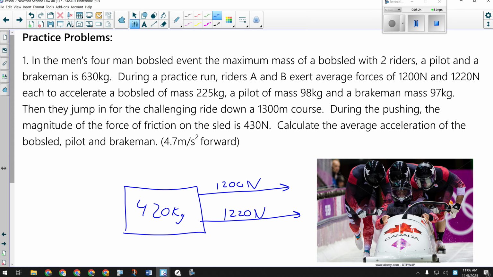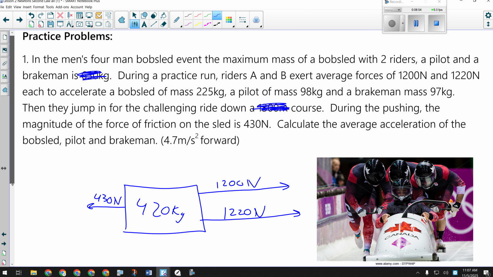Do I need that number? I should probably start crossing off numbers that I don't need because I don't want them to throw off my significant digits at the end. If I don't use them, they don't affect my significant digits. All right, during the pushing, the magnitude of the force of friction on the sled is 430 newtons. So much smaller than the other 2 forces I drew on there. Calculate the average acceleration of the bobsled, pilot and brakeman.